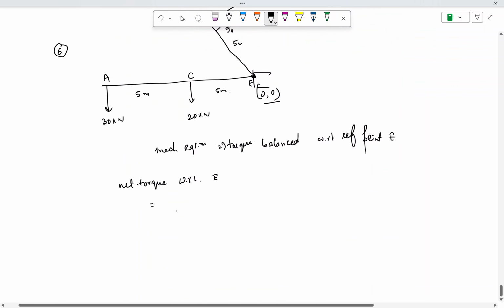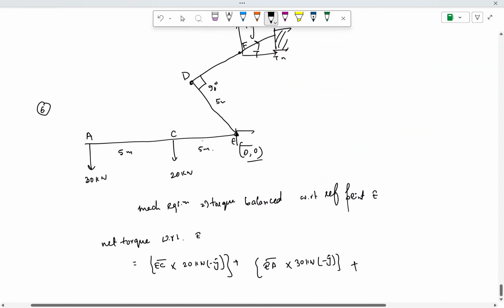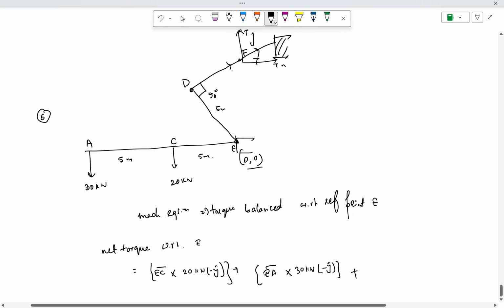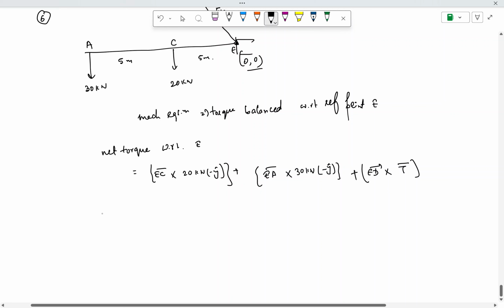Now the torque for this case is the EC vector cross 20 kilonewton minus y cap. Then for the second, this is the EA vector, then 30 kilonewton, and this direction is also minus y cap. Then there is the force which is the tension in the cable DF, where T is perpendicular to the distance vector DE. So this is basically the ED vector, the R vector in this case with respect to the reference point E. ED vector cross T vector. So this is the net torque.